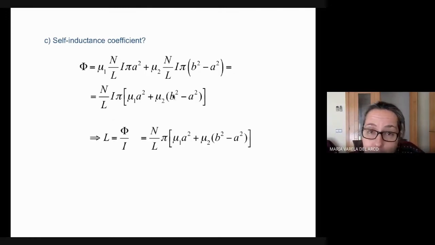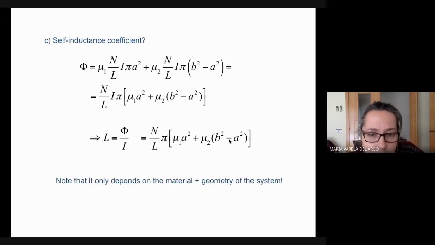And then the self-induction coefficient, obviously, just divide this by I, and then you get this expression. And note again that it only depends on the material and the geometry of the system. It doesn't depend on anything like intensities, just like capacities did not depend on external parameters, just like the voltage between the plates of the capacitor. Only geometry and material, if there is any.